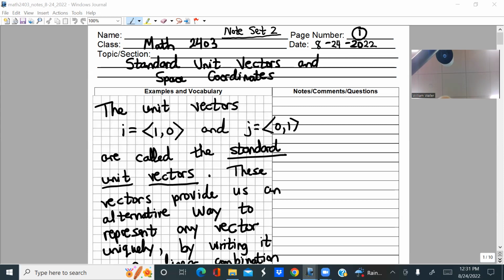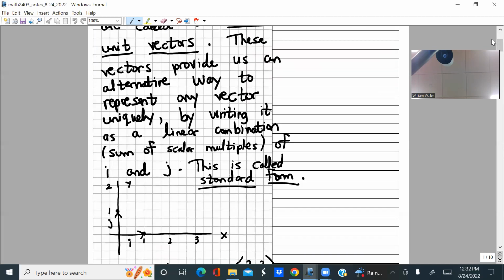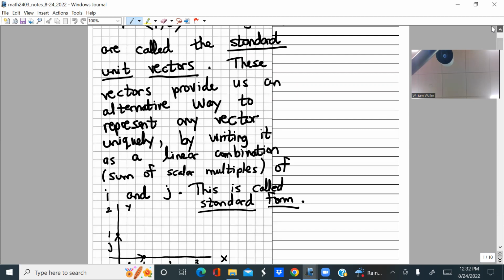Let me show you a picture of these two vectors I and J, and we'll almost always reserve these letters I and J to represent these two very simple unit vectors. There's a picture of I. Again, it has length 1 but points horizontally to the right. And here's the vector J that also has length 1 but points vertically. These are called the standard unit vectors.